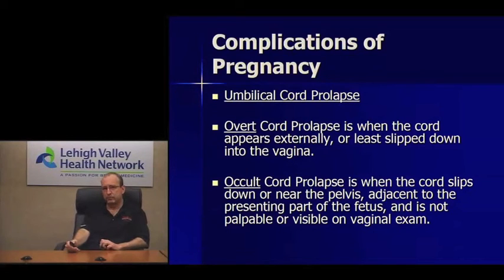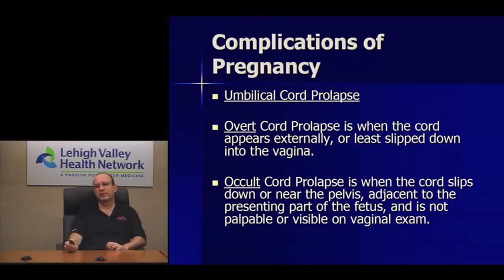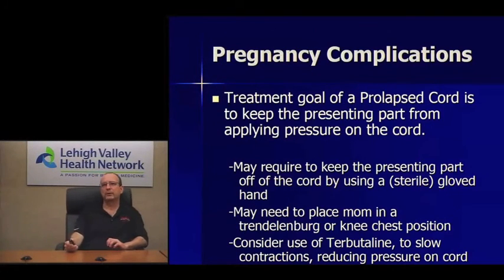An overt cord prolapse is one that's pretty much visible. May not even be visible externally, but at least the cord slips down into the vagina. The occult is when the cord prolapses, but you might not even know, and whoever's doing the vaginal exam might not even realize that the cord did prolapse. So it might not always be visible or even be able to palpate. So it's just something to think of, that you actually can have a cord prolapse that might not be visible.